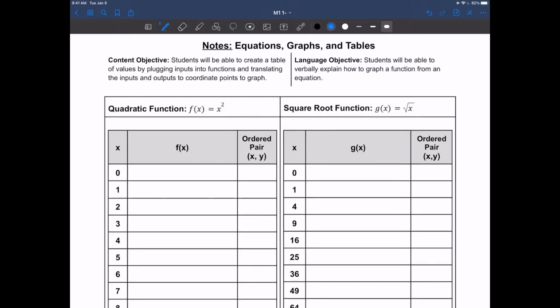Welcome to our notes on equations, graphs, and tables. Students will be able to create a table of values by plugging inputs into functions and translating the inputs and outputs to coordinate points to graph. Students will be able to verbally explain how to graph a function from an equation.